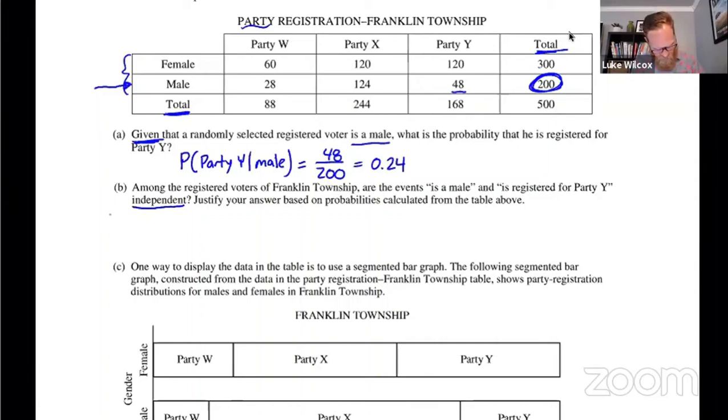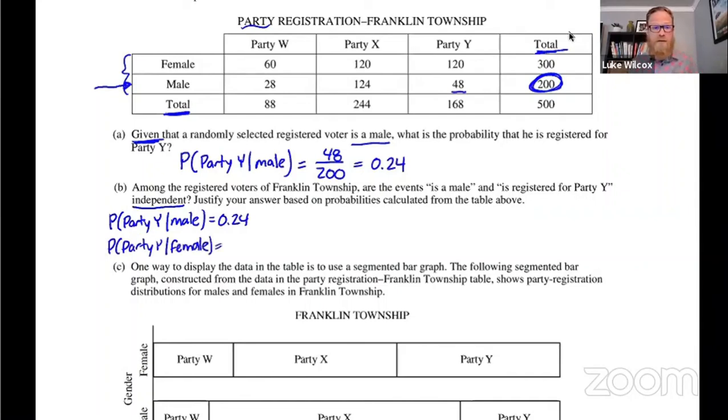We've already calculated the probability that the person is in party Y given that they are a male. We did that in part A, and we know that's 0.24. So the natural question is, what if they weren't a male? What if they were a female? Would that change the probability that they are in party Y? So what we need to find out then is the probability that they're in party Y given that they're a female. Well, we can calculate that.